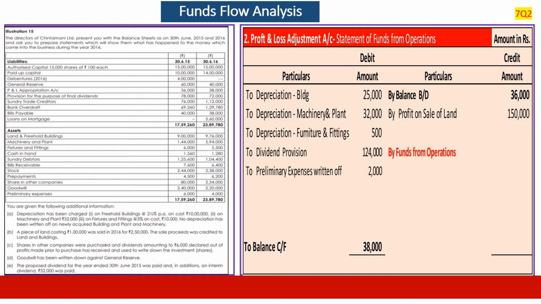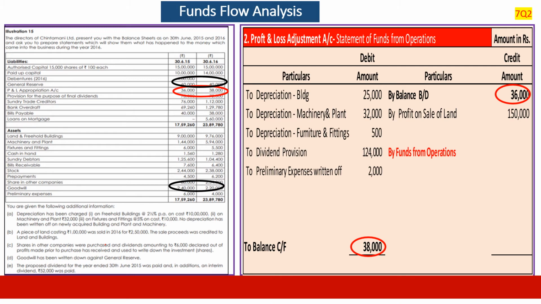We go to statement number 2. Take profit and loss appropriation account, opening balance 36, closing 38. We just post it. Then we have got general reserve as well as goodwill.